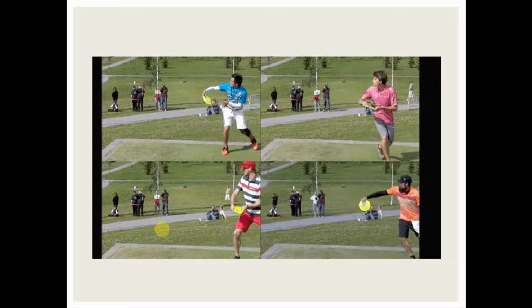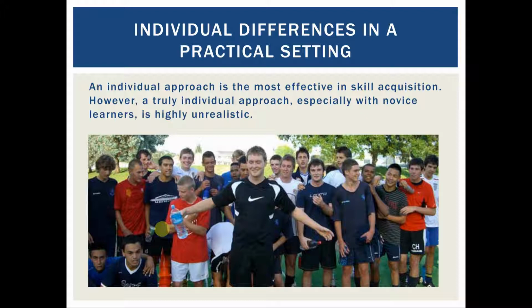So again, if we see this sort of inter-individual variability in experts, we definitely see it in novices. So you can see that everyone's trying to solve the movement problem, find a functional movement solution that matches their intrinsic dynamics. Some of these throwers have long limbs, others shorter limbs, some are more athletic, some are more technical, etc. So in a practical setting, it is absolutely important that we try to deal with these individual differences as much as possible. Right, so an individual approach is the most effective in skill acquisition.